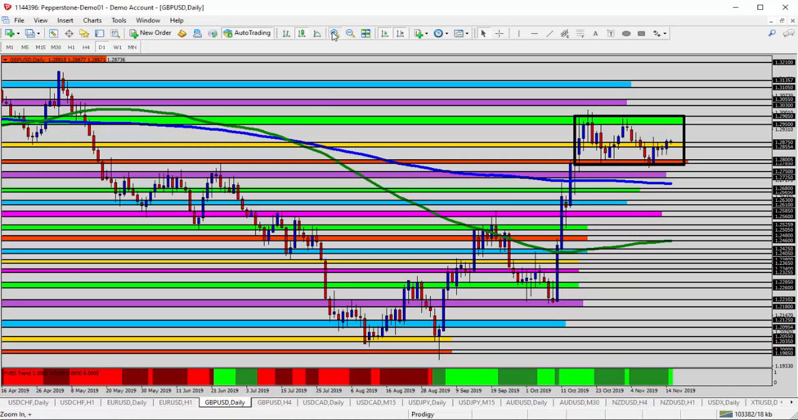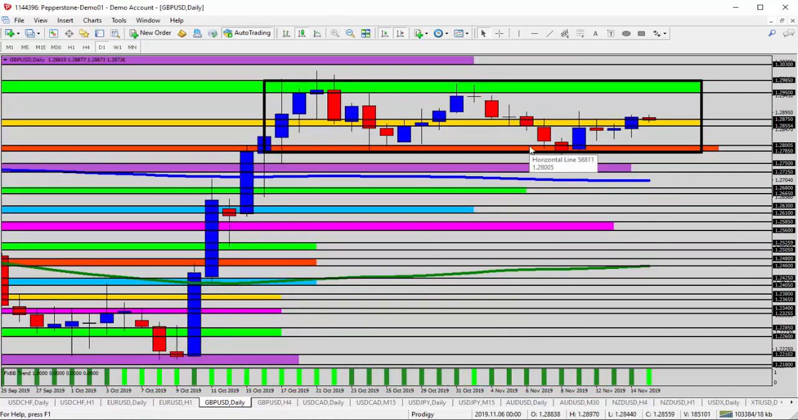Let's zoom in on that a little bit. If we look at the black box, we have the orange zone at the bottom, 1.28 to 1.2785. The yellow zone in the middle, 1.2855 to 1.2875, and the green zone at the top, 1.2950 to 1.2985. And that's where we've been bouncing around for the past couple of weeks.